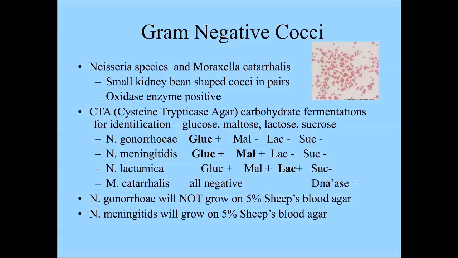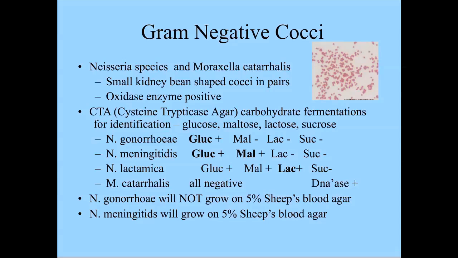The other thing that is different about these organisms is that Neisseria gonorrhoeae will not grow on a 5% sheep blood agar plate, but Neisseria meningitidis will, as will lactamica and catarrhalis. Those three will grow on blood agar. Gonorrhoeae is the lone wolf and will not, and will require chocolate for growth.